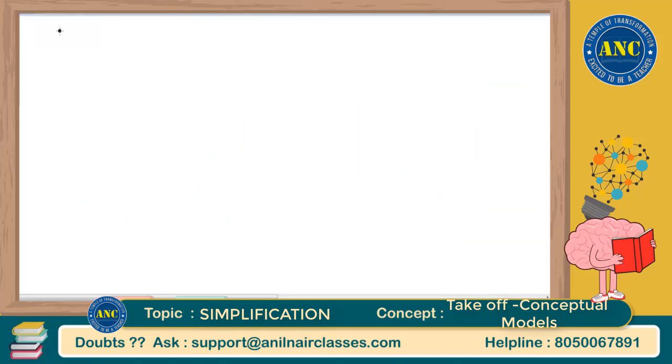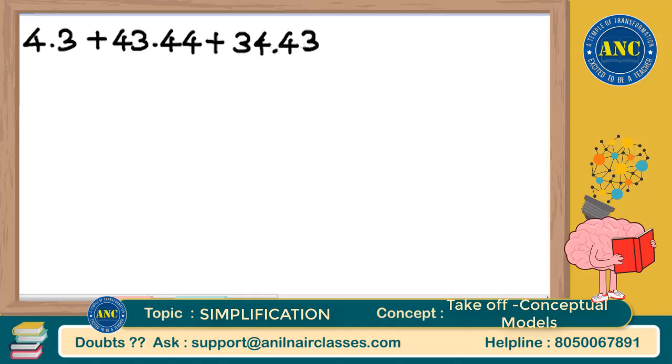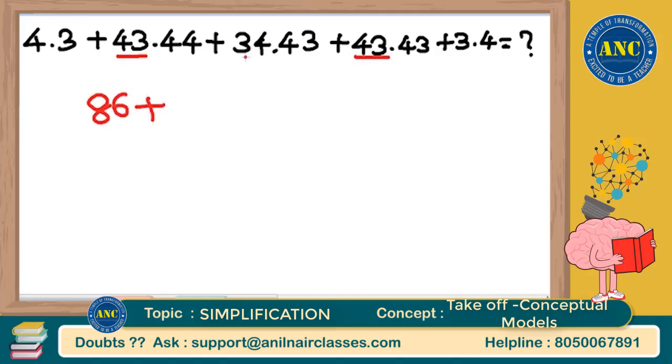See here, sir. Another question. 4.3, 43.44, 34.43, 34.43, 43.43 and then 3.4. Good question which you should solve as quickly as possible. Now see here, sir. Let us first concentrate on whole numbers. 43 plus 43 is 86 plus 34 plus 3. 34 plus 3 is 37. 37 plus 4 is 41. 80 plus 40 is 120. This is giving me 127.